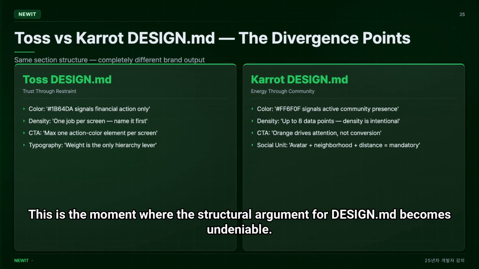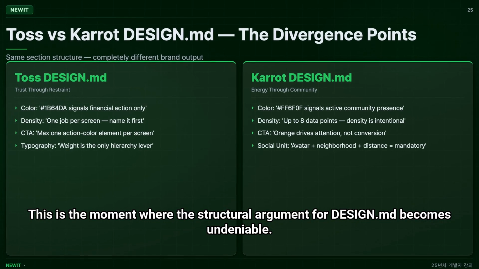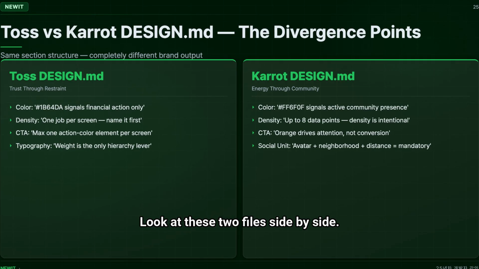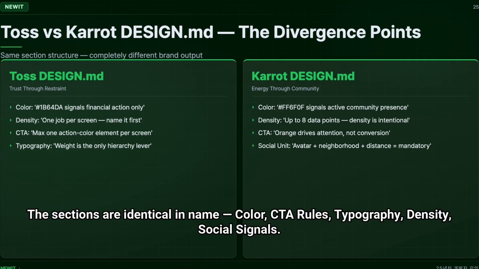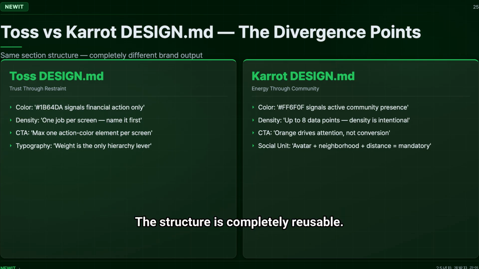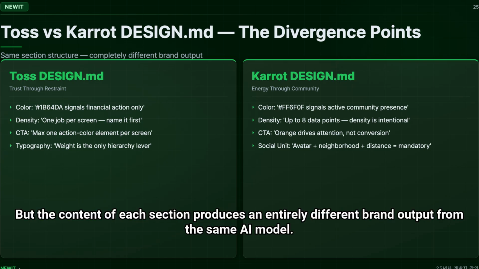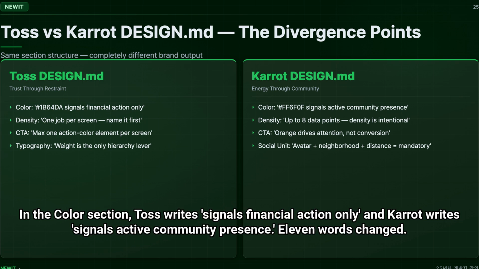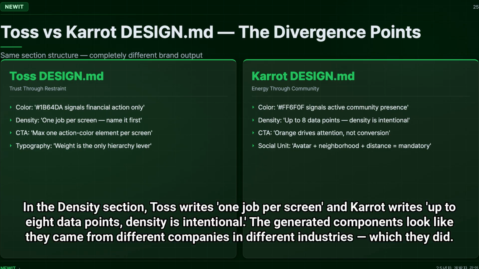This is the moment where the structural argument for DESIGN.md becomes undeniable. Look at these two files side by side. The sections are identical in name, color, CTA rules, typography, density, social signals. The structure is completely reusable, but the content of each section produces an entirely different brand output from the same AI model. In the color section, TOS writes signals financial action only and Karrot writes signals active community presence. 11 words changed. The AI behavior changes completely. In the density section, TOS writes one job per screen and Karrot writes up to 8 data points.